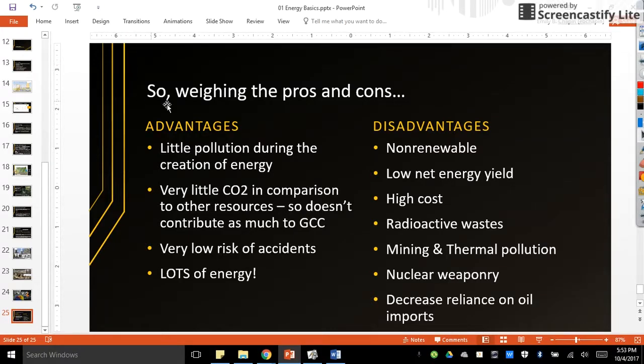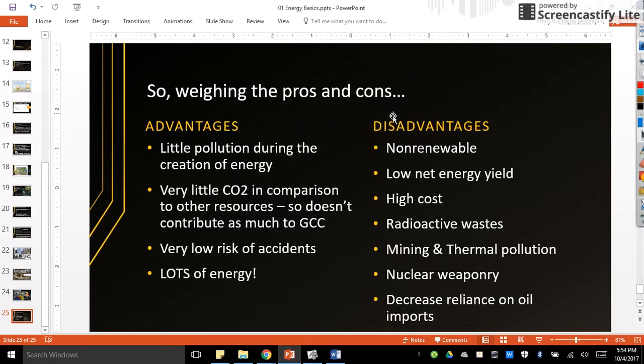So, weighing the pros and cons of nuclear power: not a lot of pollution in the creation of energy, specifically CO2, in comparison to other resources. Remember that we do have CO2 in the transportation of the uranium from the mining site to the enrichment site to the reactor site. We have a very low risk of accidents, and we do get a lot of energy.